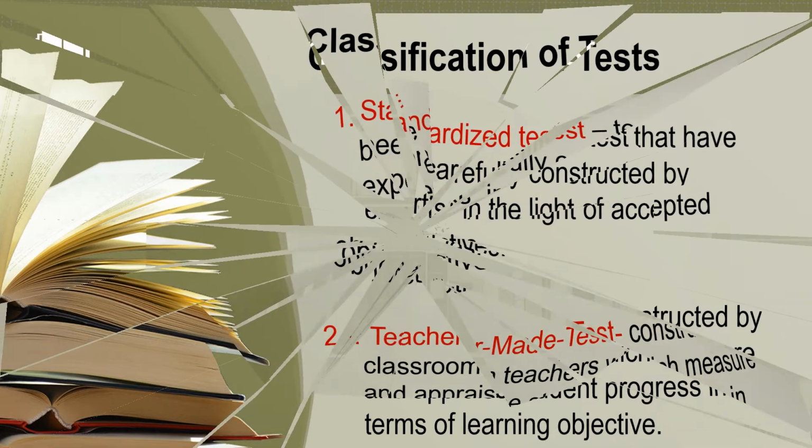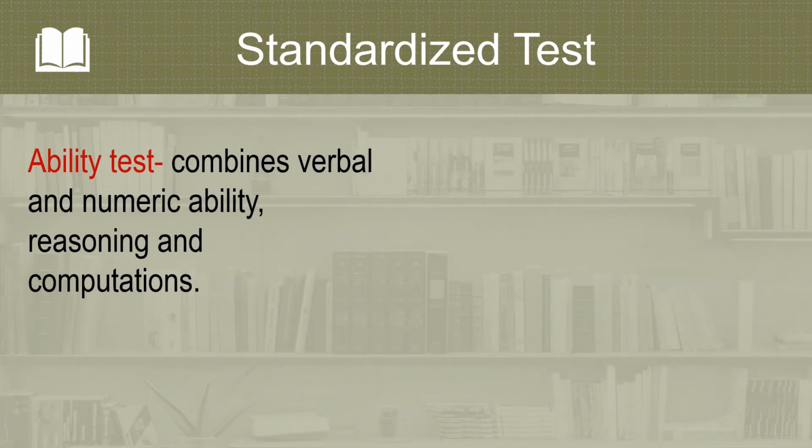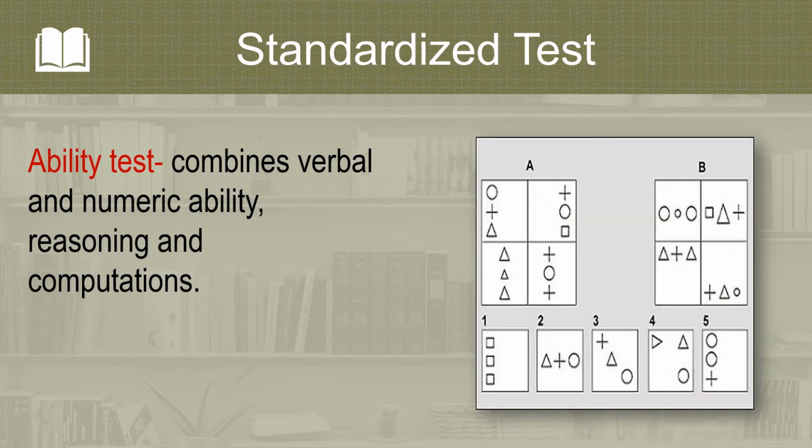Examples of standardized tests. Number one, we have here the ability test. Perhaps you are familiar with this type of test because commonly it is taken during national career achievement examinations. So we have a combination of numeric, reasoning, computation, and nonverbal. So this is an example of your ability test.